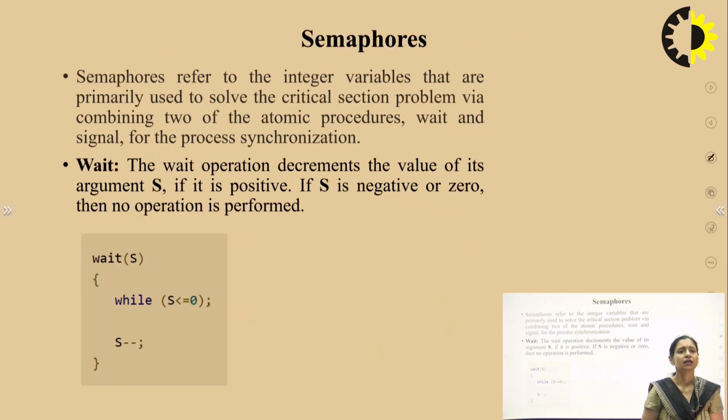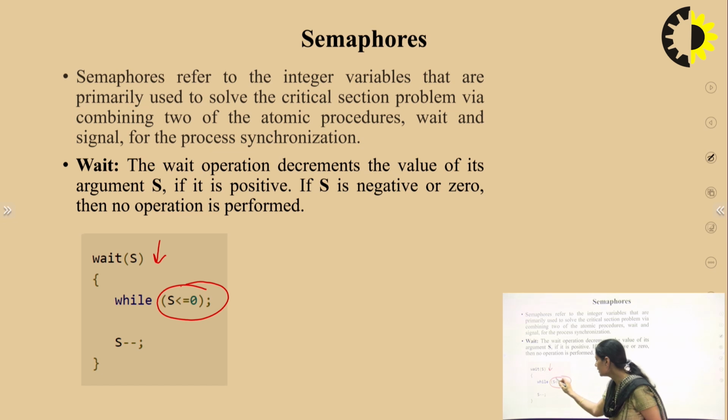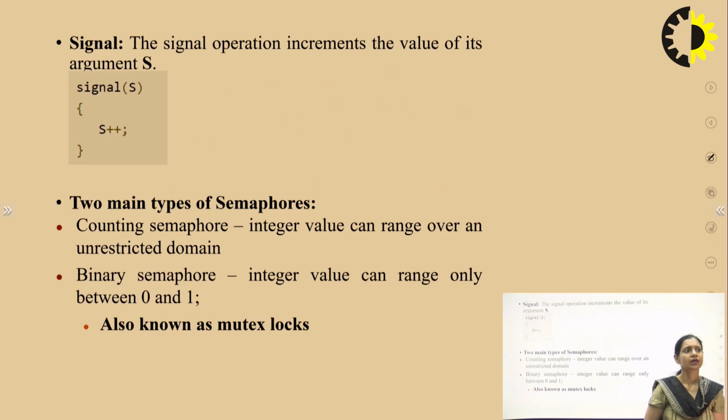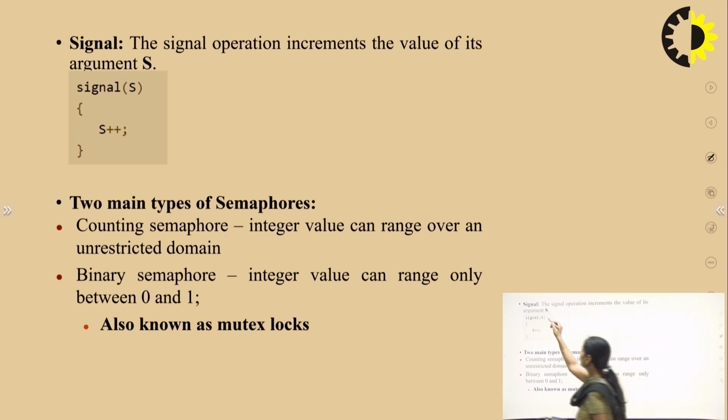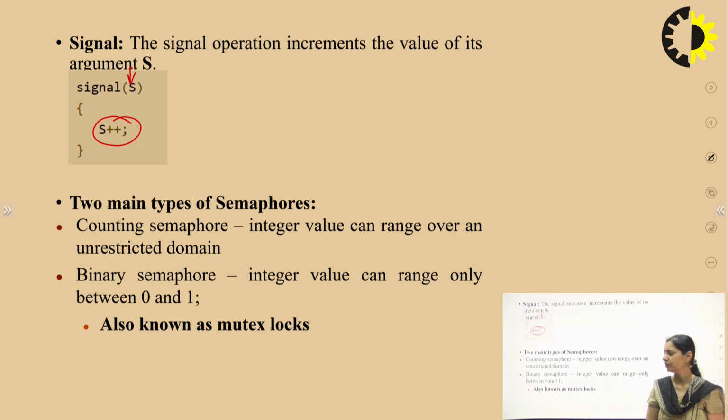Coming to semaphores, semaphores are integer variables that are primarily used to solve the critical section problem. They are accessed through two atomic procedures, wait and signal. In wait, suppose a process is entering the wait section. Whenever the value of the semaphore is less than or equal to 0, it will wait over here. Once the value is positive, it will decrease the value of the semaphore and move out of the section. In signal, S is the semaphore which is entering the section. The work of signal is to increment the value of the semaphore by 1.